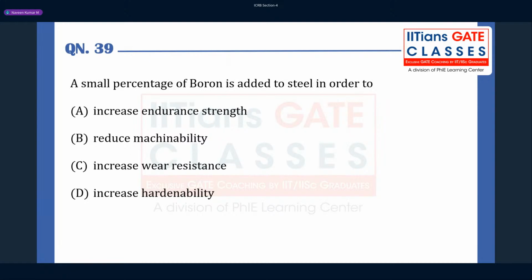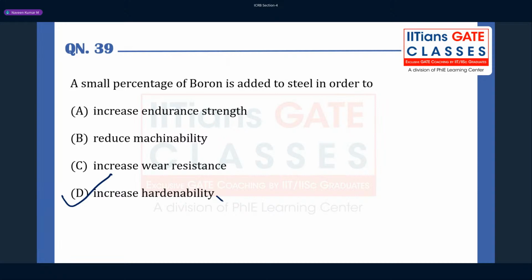A small percentage of boron is added to steel in order to, yesterday we discussed boronizing, all these things are adding boron content, right? Yesterday also we have seen, again and again I'm saying, if you have a small percentage of boron in the steel, what happens? It increases hardenability. Answer is D. We'll discuss other things too: who will increase endurance strength, who will increase wear resistance. First, we'll discuss boron.